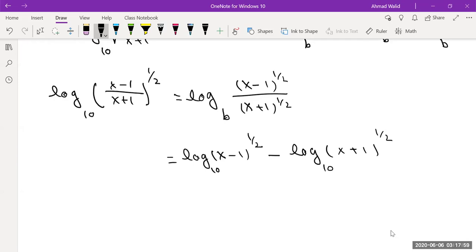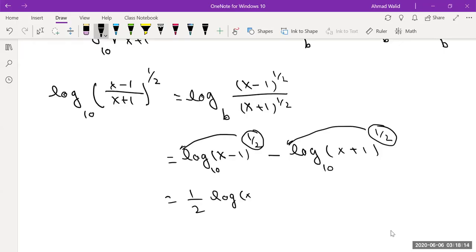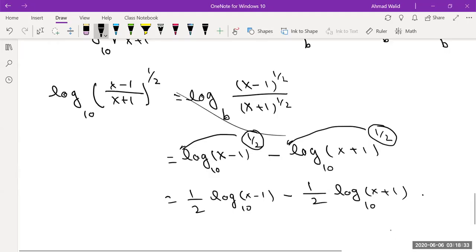We are not done yet. They are asking us to expand. Here I see the power, here I see the power. Bring the exponent to the front of the log. You can write this as 1/2 log of x minus 1 base 10 minus 1/2 log of x plus 1 base 10. Final answer. You changed from one single logarithm to expanded form, correct?